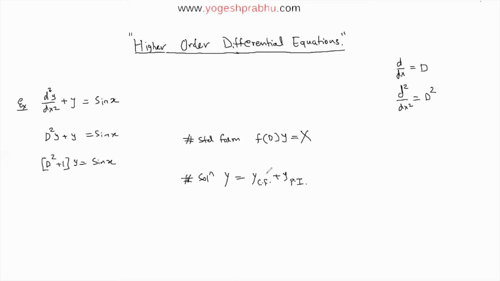And in the coming videos, we will be discussing how you find CF and how you find PI, so that you can add them and write down the final answer for higher order differential equations. I hope you followed the standard form and how it is done so far. Now in the next video we'll be discussing how we find the complementary function and particular integral. That's coming up.